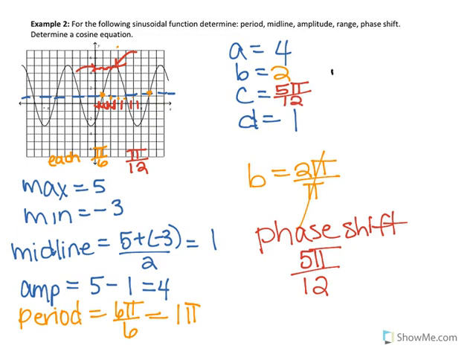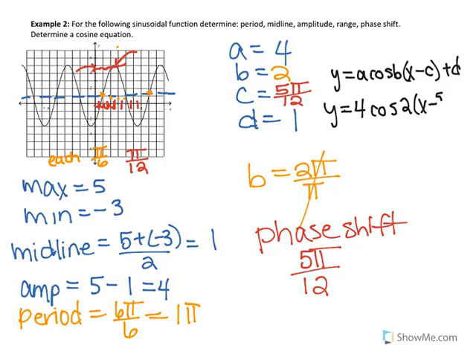So let's make our equation. So we have y equals a cos b x minus c plus d. So we have y equals 4 cos 2 x minus 5 pi over 12 plus 1. So that is our equation.